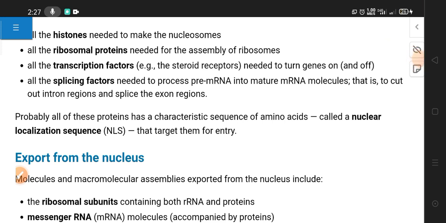exon regions. Probably all of these proteins have a characteristic sequence of amino acids called a nuclear localization sequence that targets them for entry.